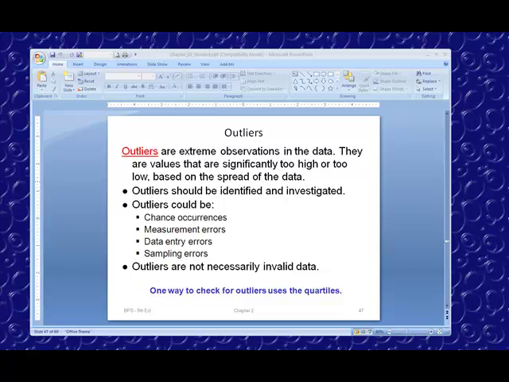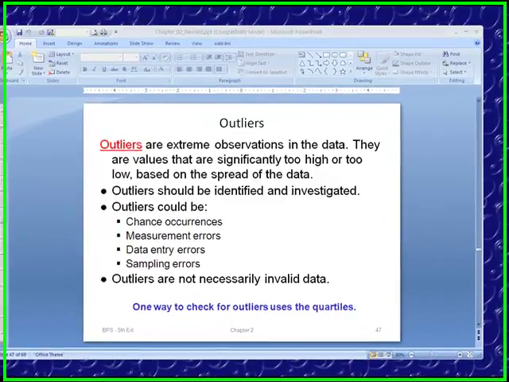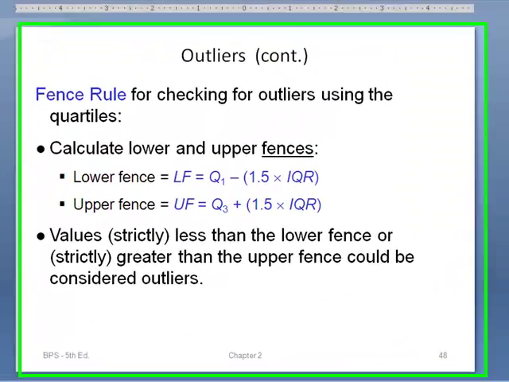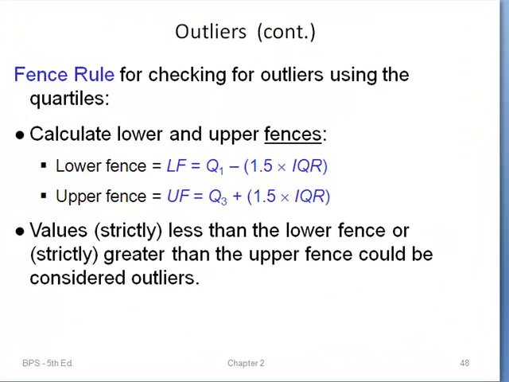And we talked about what could cause outliers. It could be chance occurrences, measurement errors, data entry errors, and sampling errors. So why we have an outlier is very important. So how do we find an outlier? Well, just looking at a distribution, you can't just say something's an outlier. We have an empirical way to find this out, or a way that we can calculate it.